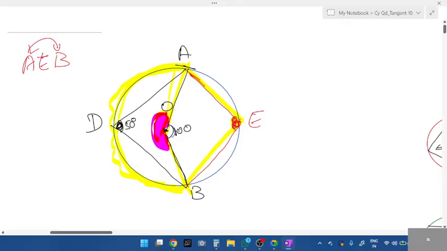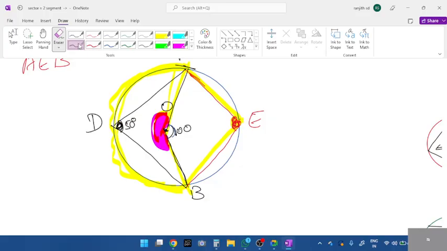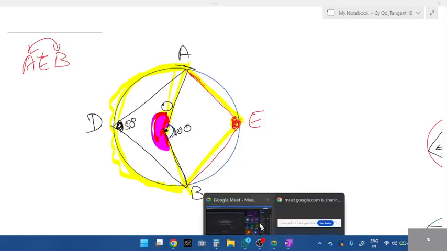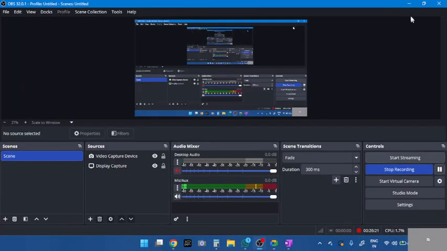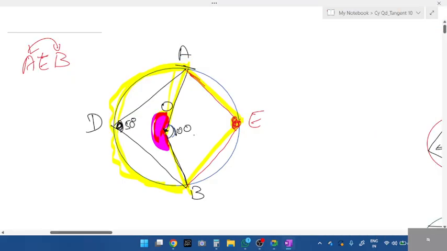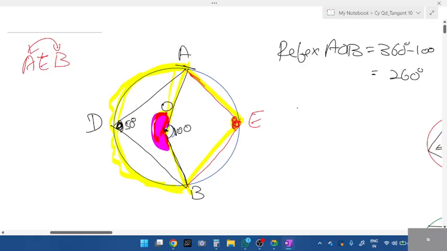If 100 degrees is already given, what do you call this entire thing? One full circle? Yeah, 360 degrees. If this is 100, what do you call the outer part? Very good. Reflex AOB. First, we need to find the reflex angle. Tell me the formula, students. How do you find reflex? Reflex AOB is equal to how much? 360 minus 100, that is 260.